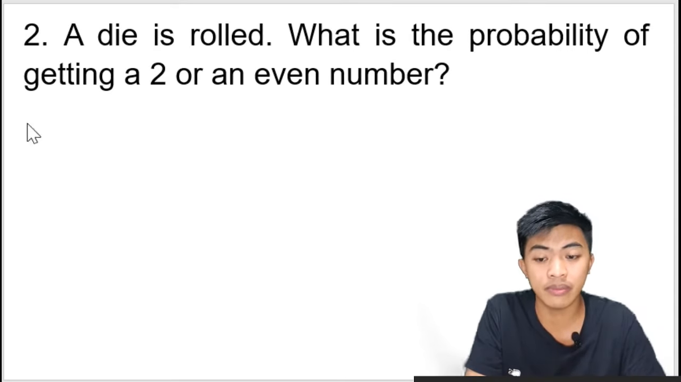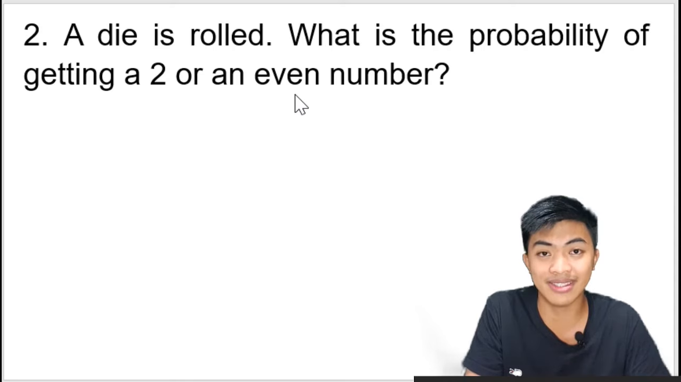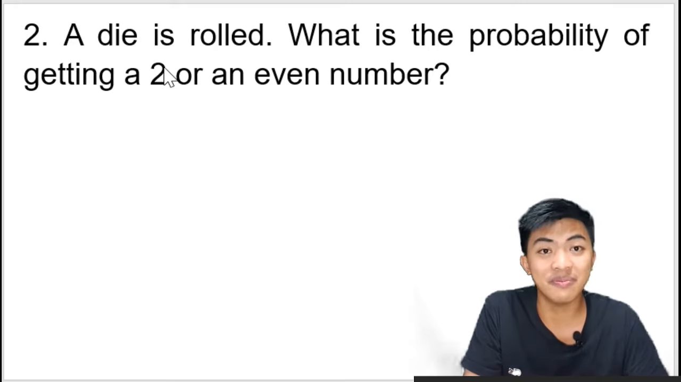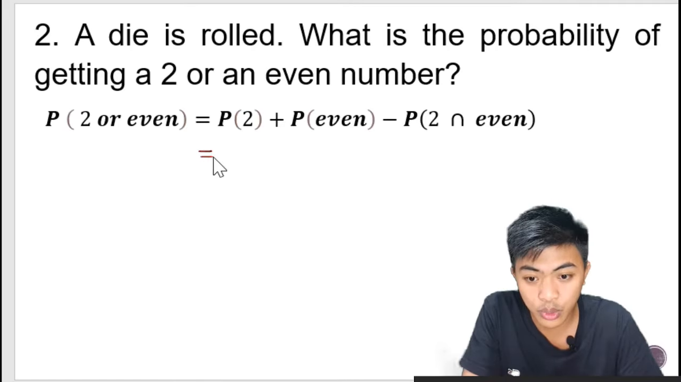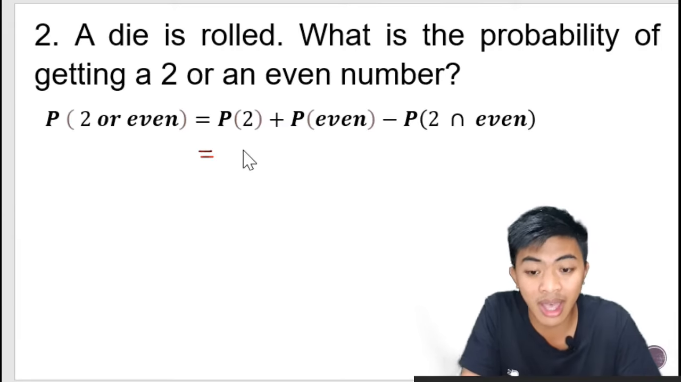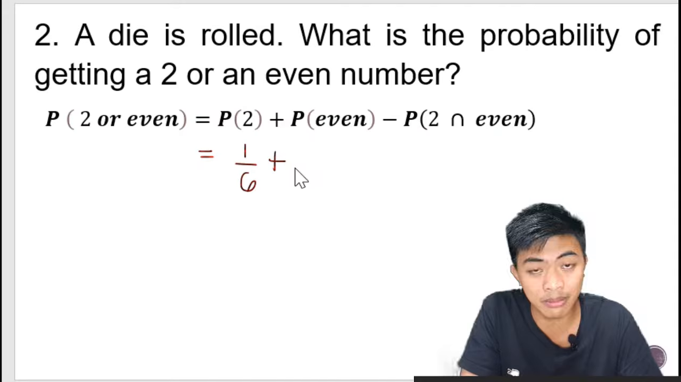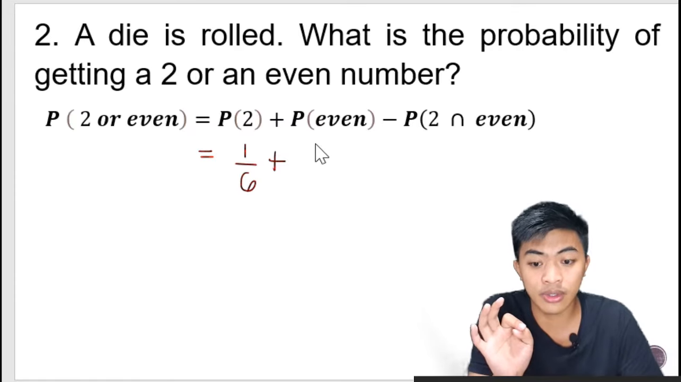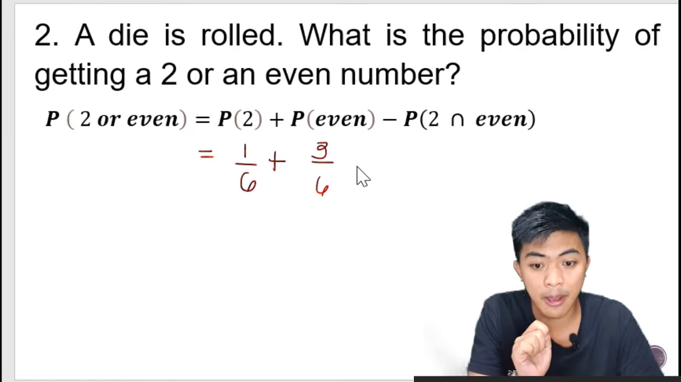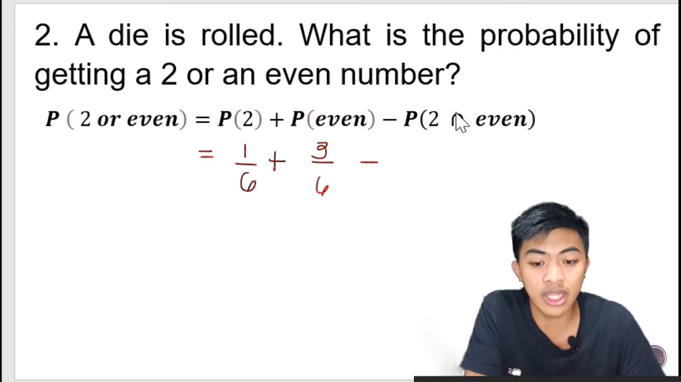Okay, last example. A die is rolled. What is the probability of getting a 2 or an even number? Getting a 2 and getting an even number are non-mutually exclusive events. They are inclusive because 2 is also an even number, right? We will get the probability of getting a 2. Since there is only one 2 on the die, that is 1/6, plus the probability of getting an even number. There are 3 even numbers, so that will be 3/6, minus, and this is what you are going to look into, the probability of 2 intersection even.